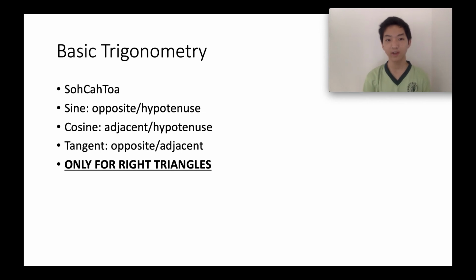Now we will be covering basic trigonometry. We'll be going over sine, cosine, and tangent. An easy way in the beginning to remember these is SOHCAHTOA, which you can see right here. What it means is for sine, you have opposite over hypotenuse. For cosine, you have adjacent over hypotenuse. For tangent, you have opposite over adjacent. I'll be explaining what these mean in more detail in a moment. And note that these are only for right triangles.